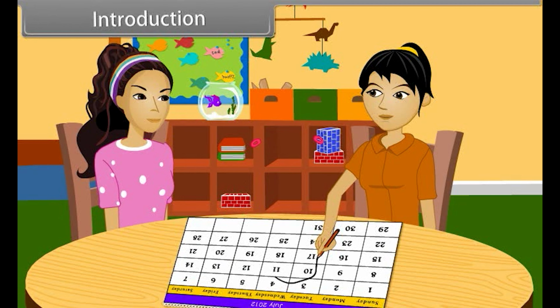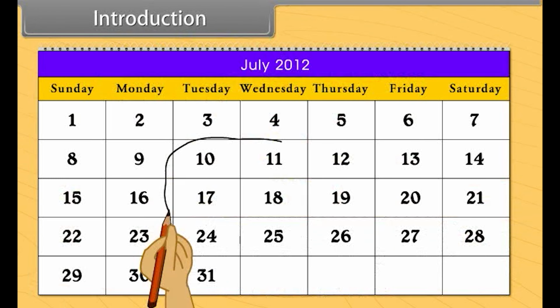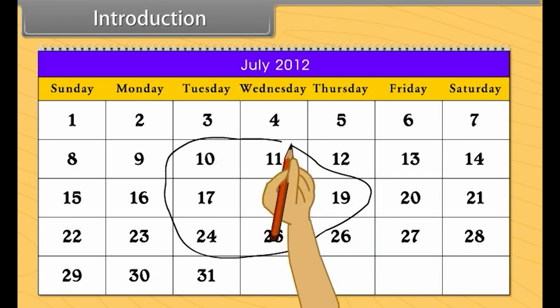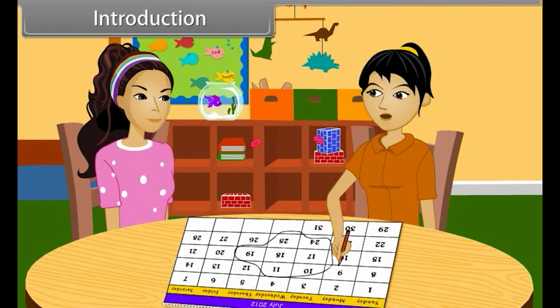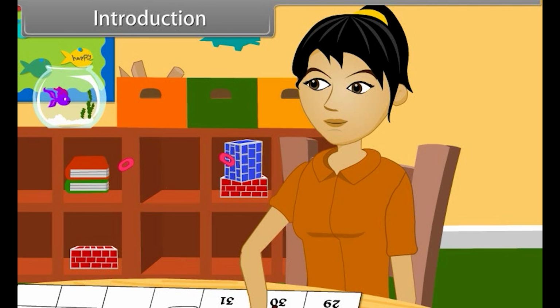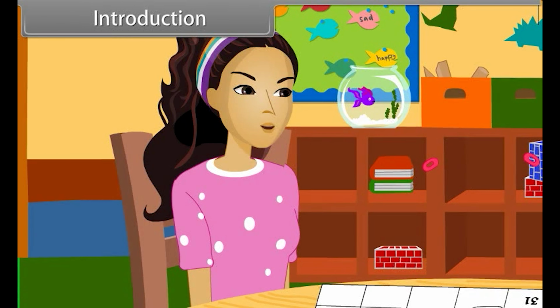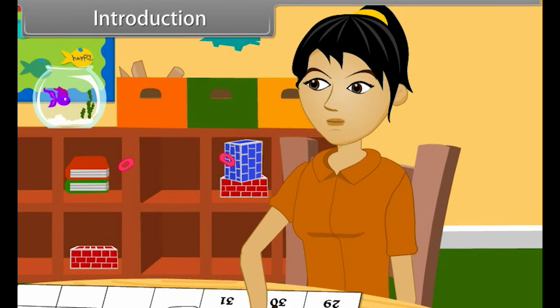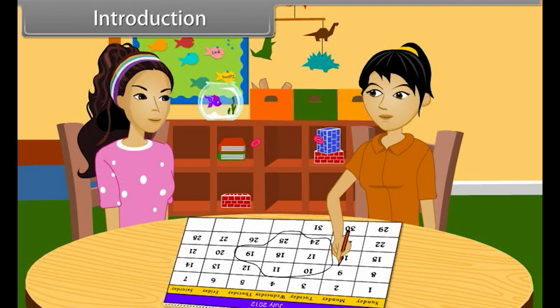Why are you marking circles on the calendar? Actually, I have class tests on these days. I have to note these dates in my notebook. Don't you have any test on the complement of these days? Complement? What does that mean? Oh, you don't know complement? No? Come, I will explain you.